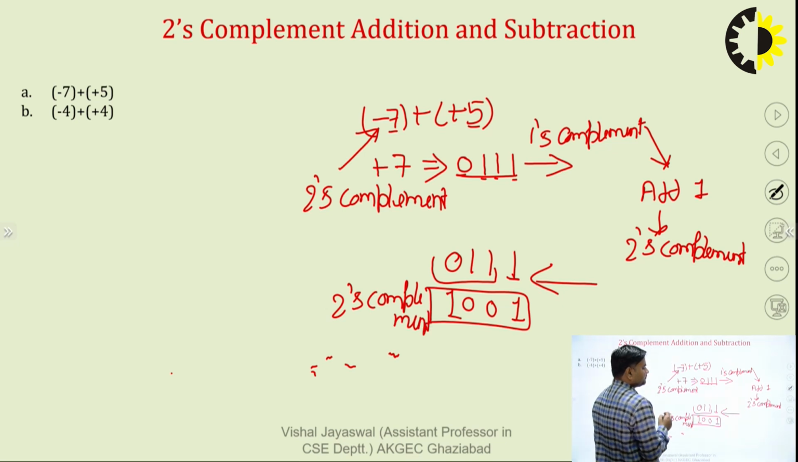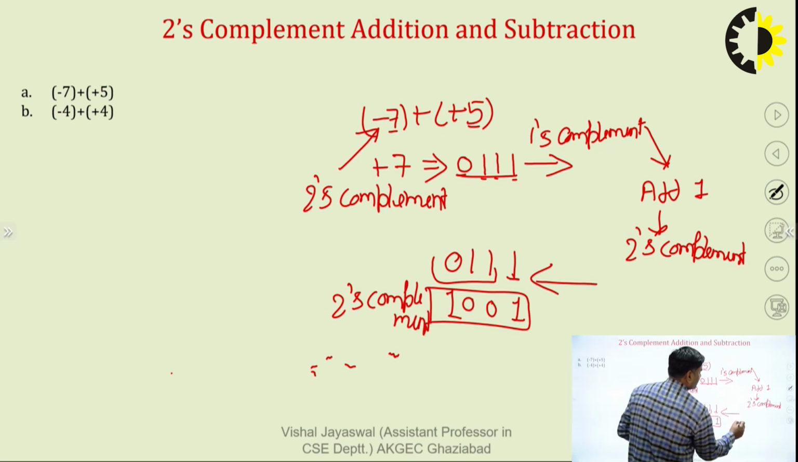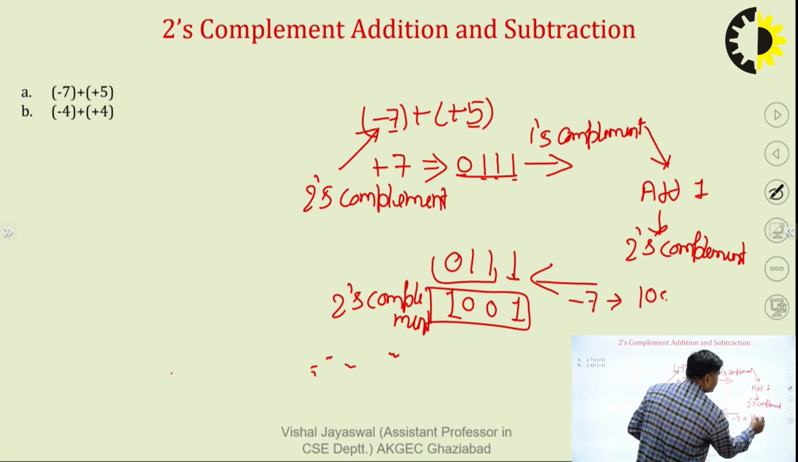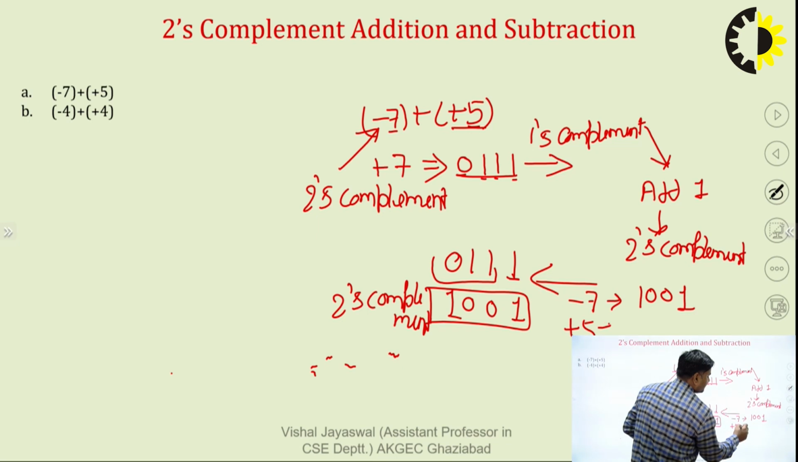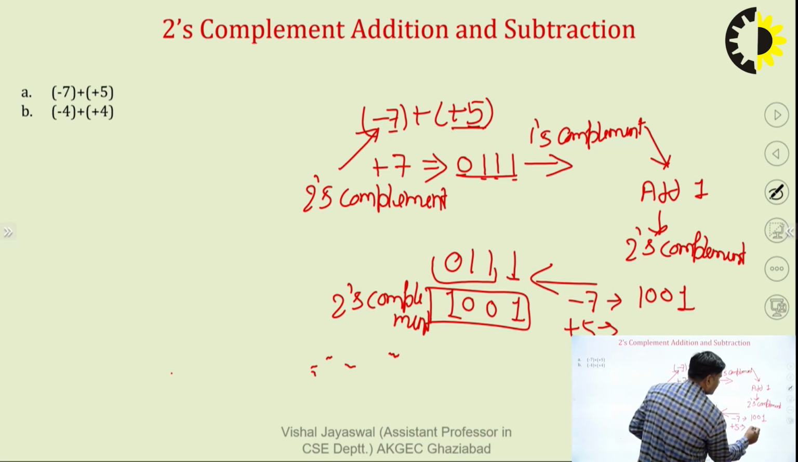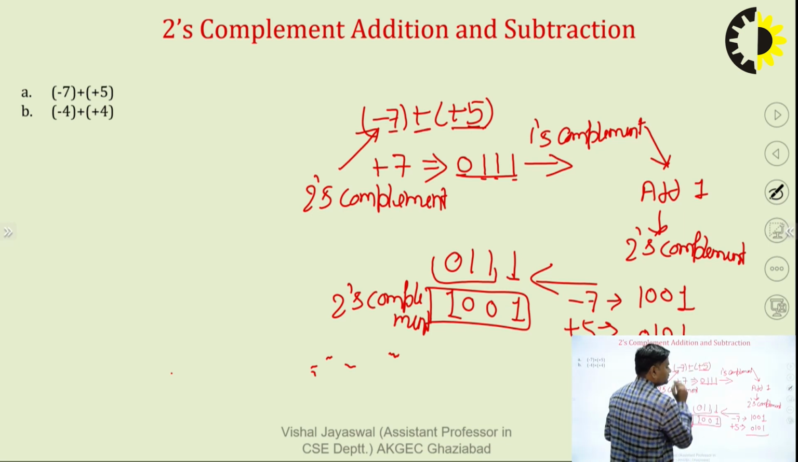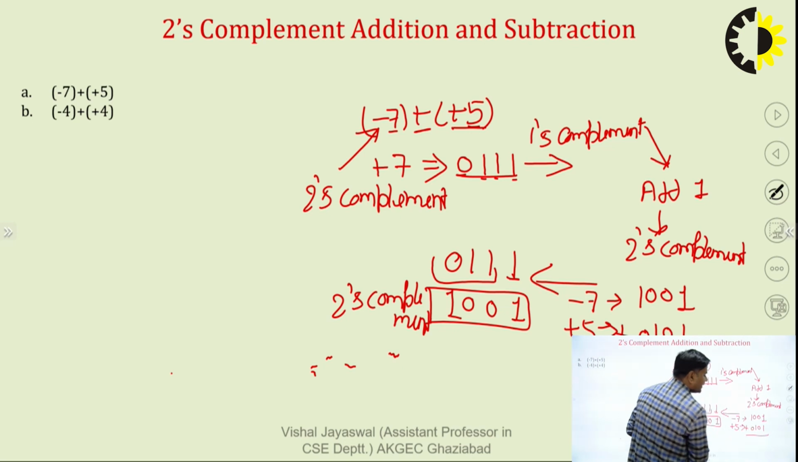So our first number is minus 7, that is 1001. Next number is plus 5. What is plus 5? Plus 5 means 0, 1, 0, 1. This is plus 5. We have to add, let's suppose plus sign.